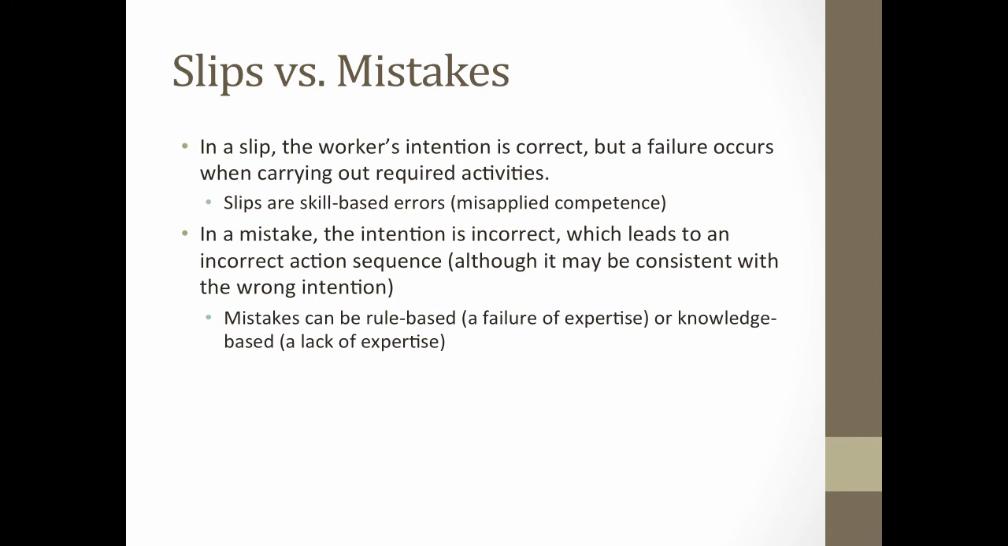In a slip, the worker's intention is correct, but a failure occurs when carrying out the required activities. Think of slips as skill-based errors. It's sort of misapplied competence. The experienced skier who catches an edge and falls, his or her intention was correct, but there's a little slip-up in the execution. In a mistake, the intention is incorrect. This leads to an incorrect action sequence. Mistakes can be thought of as being either rule-based, which occurs when you're applying the wrong rules and is due to failure of expertise, or knowledge-based, which is a lack of expertise. So applying the expertise incorrectly, or you lack the expertise to begin with.